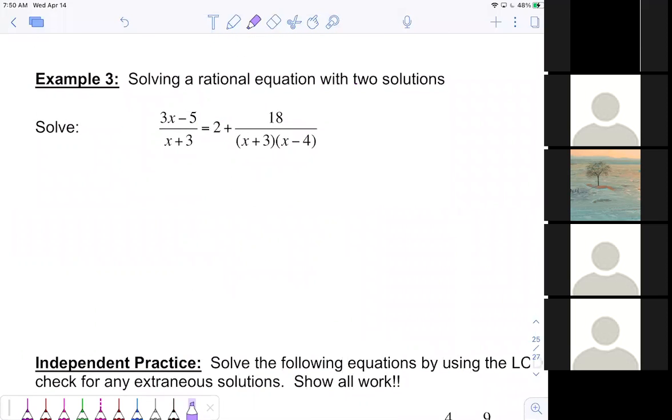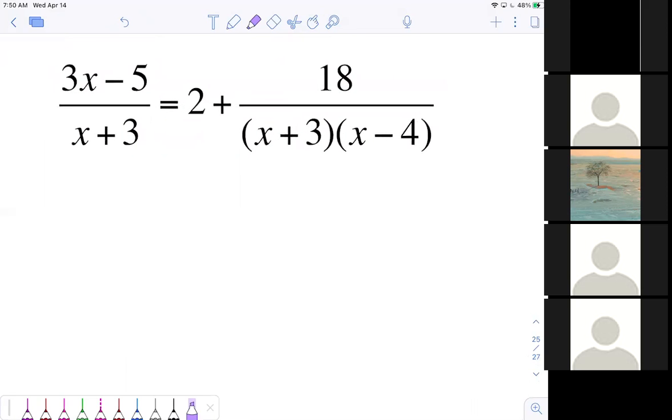So let's look at the next problem, and we're going to see if we can use this same process. The first thing I'm going to do is place that 2 with a 1 underneath, just so that it looks like a fraction.